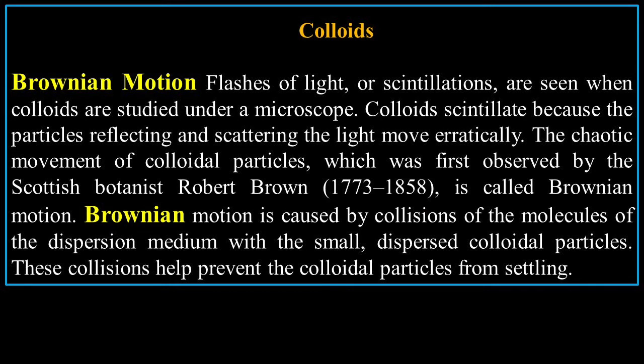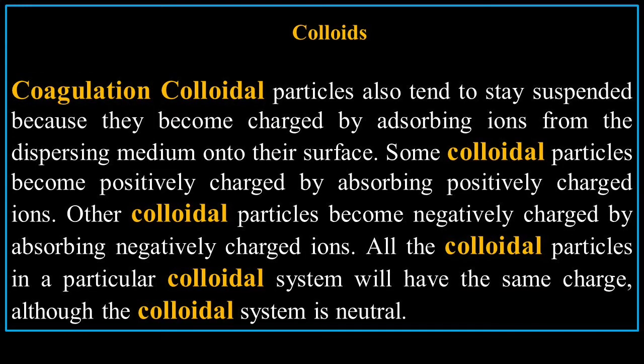Brownian motion: flashes of light, or scintillations, are seen when colloids are studied under a microscope. Colloids scintillate because the particles reflecting and scattering light move erratically. The chaotic movement of colloidal particles, which was first observed by the Scottish botanist Robert Brown, 1773 to 1858, is called Brownian motion. Brownian motion is caused by collisions of the molecules of the dispersion medium with the small dispersed colloidal particles. These collisions help prevent the colloidal particles from settling. A very easy experiment to show in class.